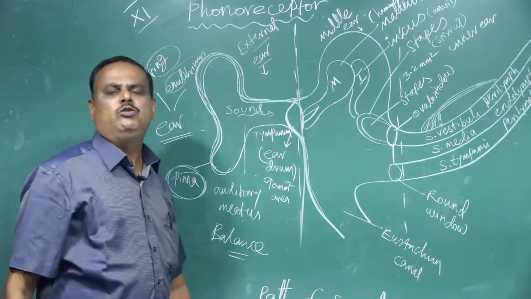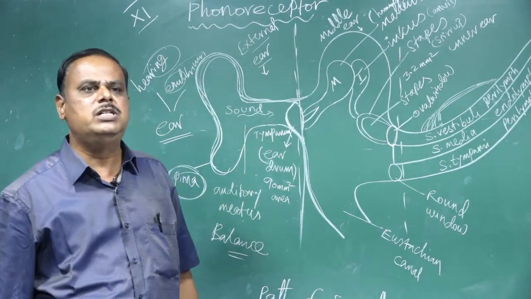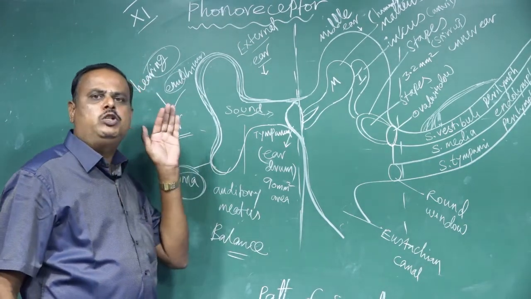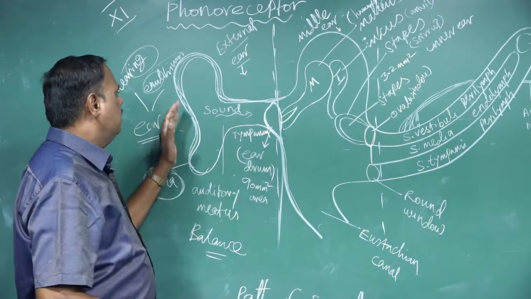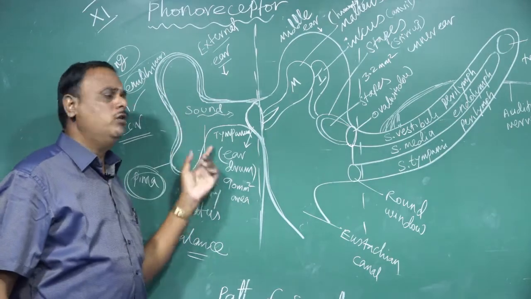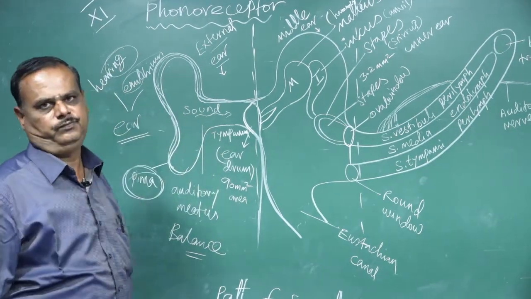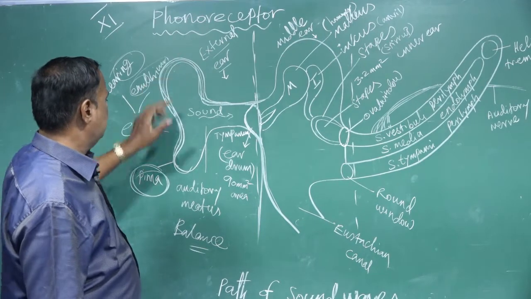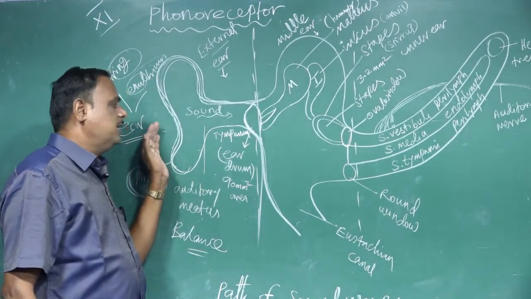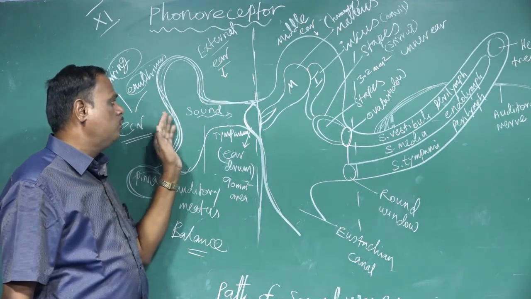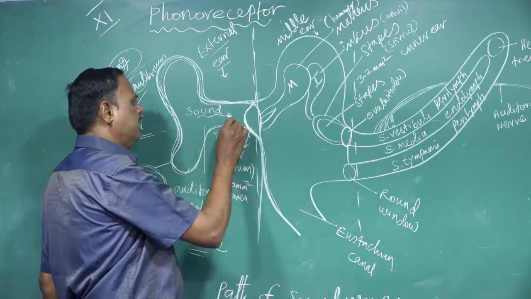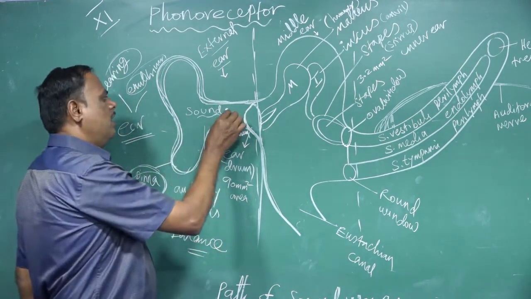The pinna is mostly used in animals, cattle like cow, goat, sheep. It helps to collect the sound waves. With the movement of the pinna, it pushes the sound waves to the auditory meatus. That is the external ear, called the pinna. Then the pinna leads to a canal called the auditory canal.